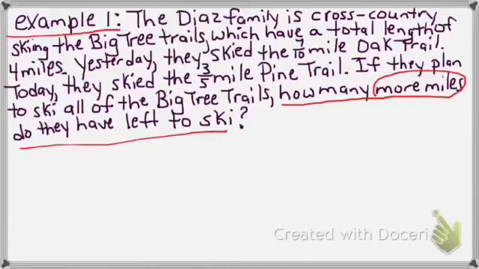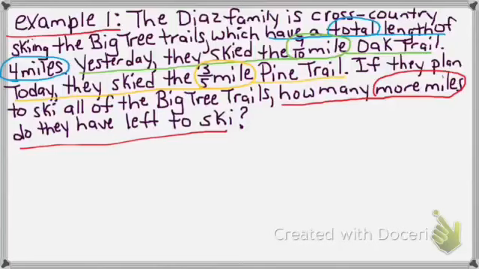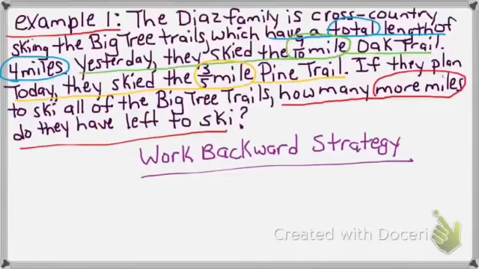Let's see what I know. I know that they have a total length of 4 miles. I'm starting with the total. That's interesting. What else do I know? I know that yesterday they skied 7/10 of a mile on the Oak Trail, and today they skied 3/5 of a mile on the Pine Trail. So the question gives me the total, gives me small amounts, and asks me how much is left. That tells me this will be the work backward strategy.